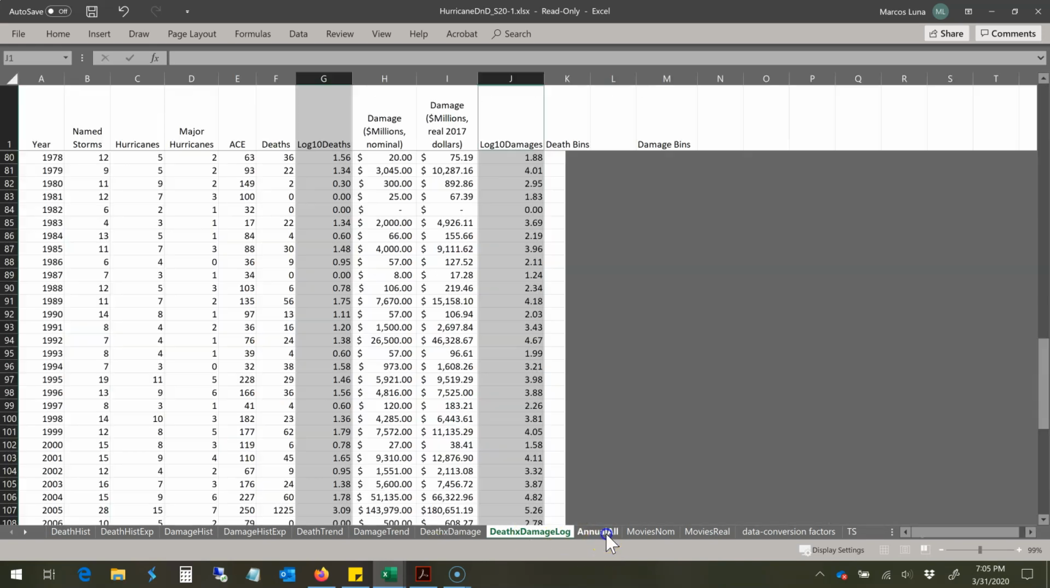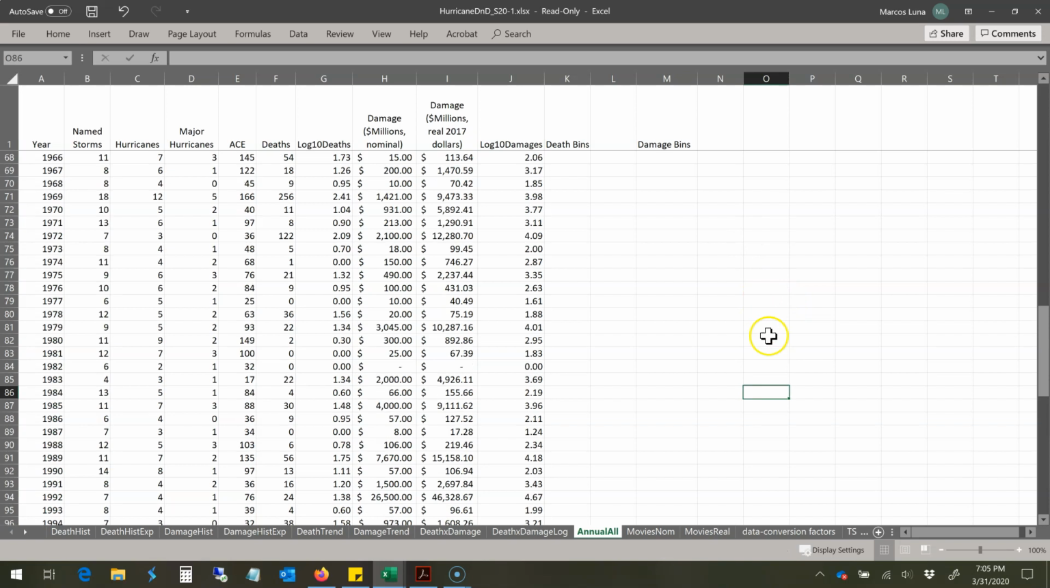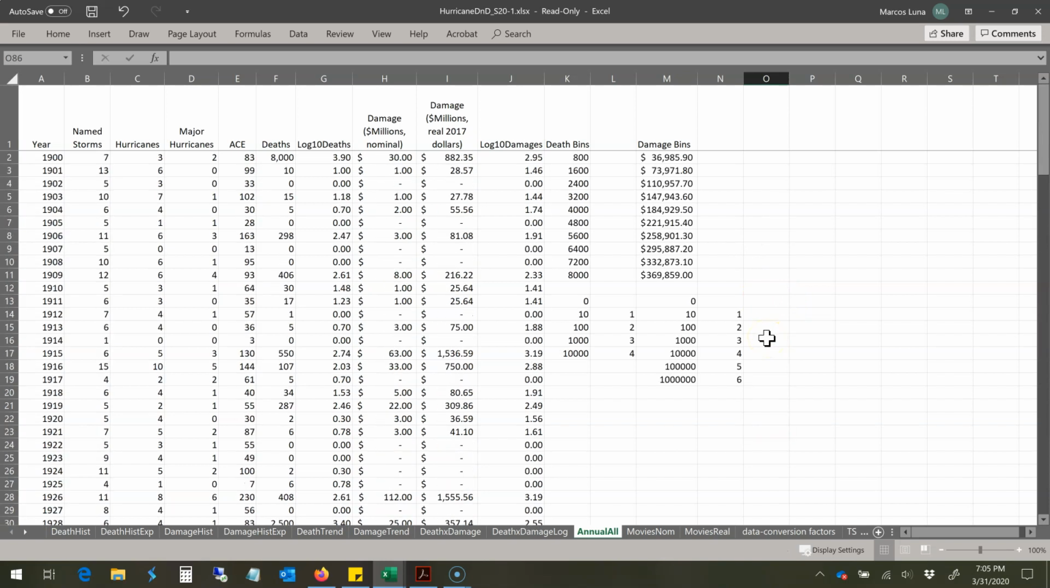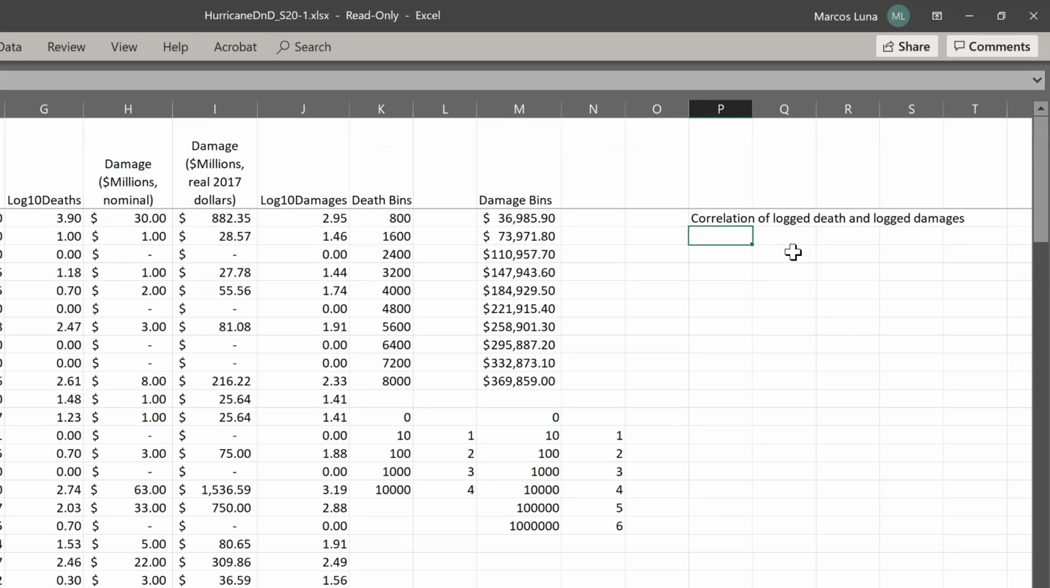So if we go back to our original data set, we're going to add a statistic for that. In order to calculate the correlation, we're going to need a number. Well, let me back up. The correlation itself is very simple in Excel. If we look at the correlation of logged death and logged damages, it's very simple in Excel.